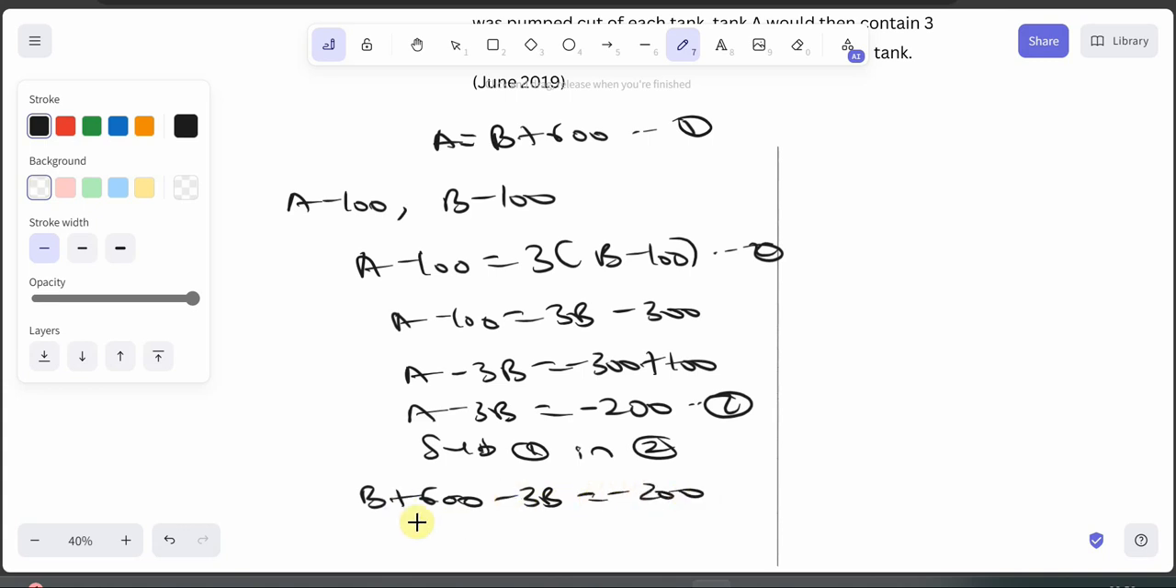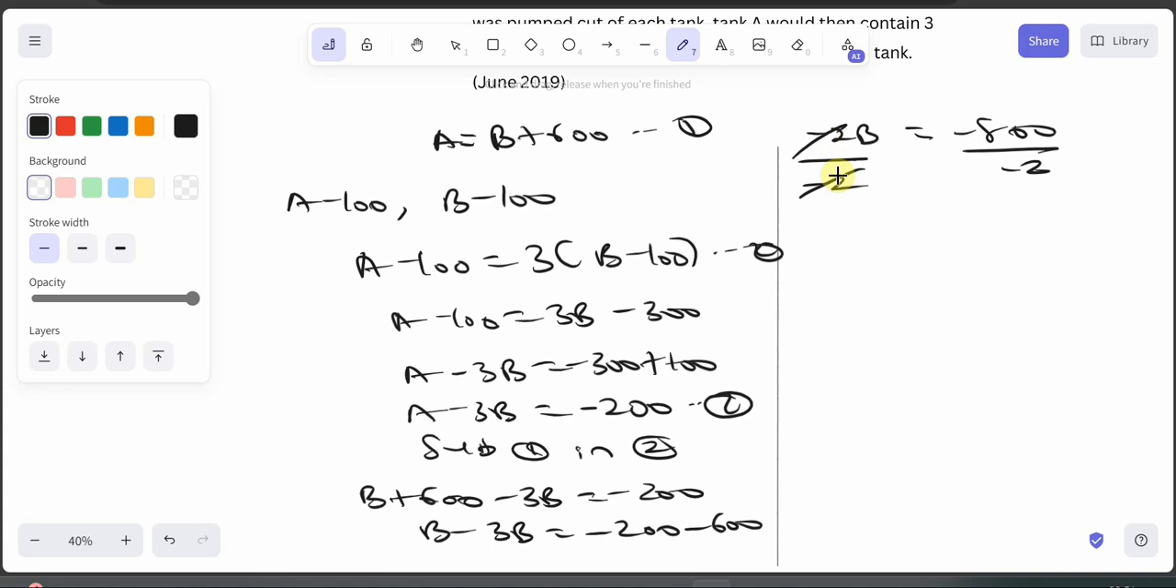So if I collect like terms, that will be B minus 3B is equal to minus 200 minus 600, right? B minus 3B will give me minus 2B. Minus 200 minus 600 will give me minus 800. And if I divide both sides by minus 2, minus will cancel minus, and 2 into 800 is 400. So B is equal to 400 liters, right?